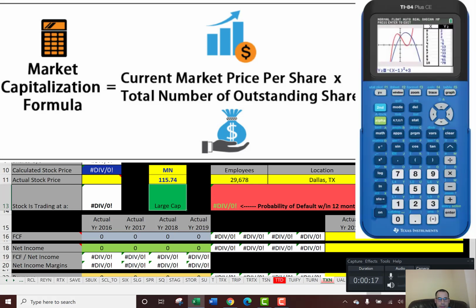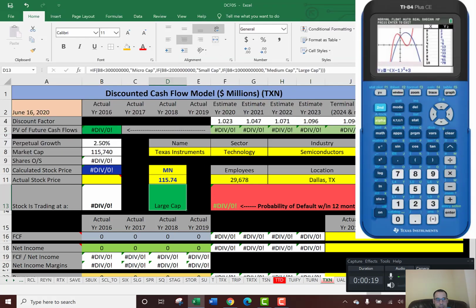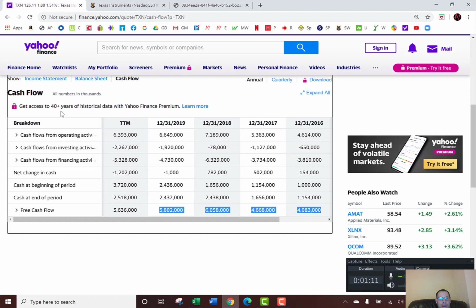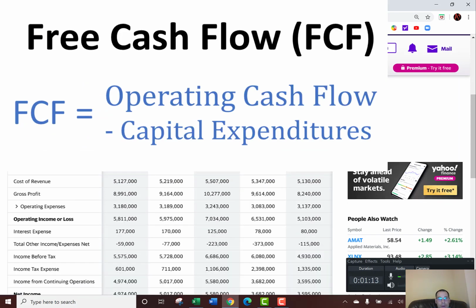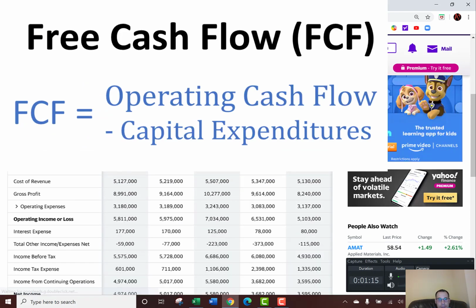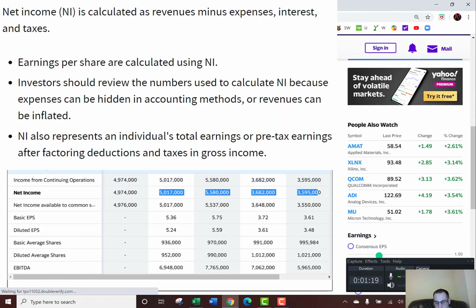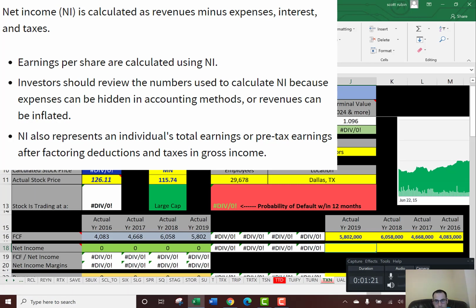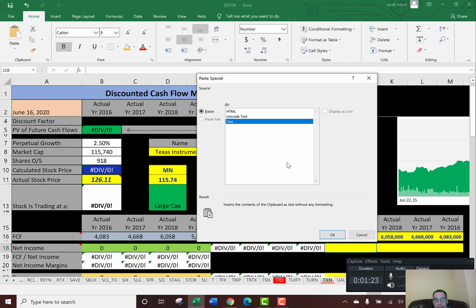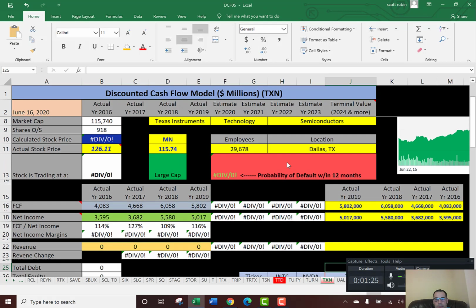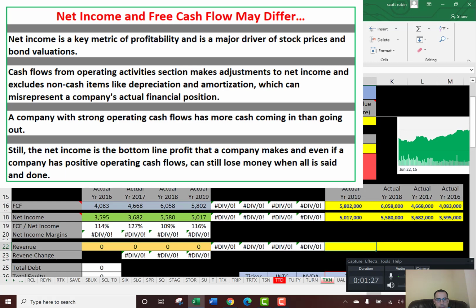You know those great little calculators that you used in calculus class? So free cash flow is like the lifeblood of any company. Cash that's left over after operating a business and after capital expenditures. Next we need for the model is net income, which is profit and loss. And that's also an important number for forecasting purposes.